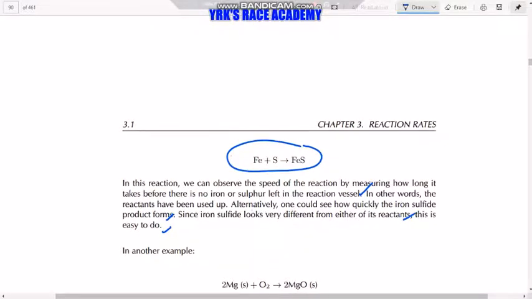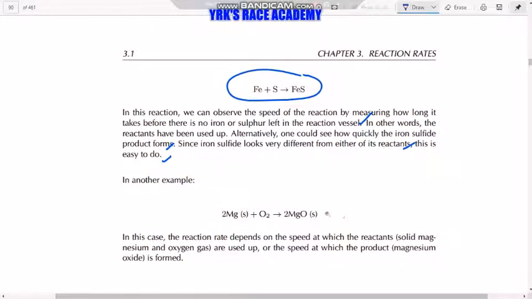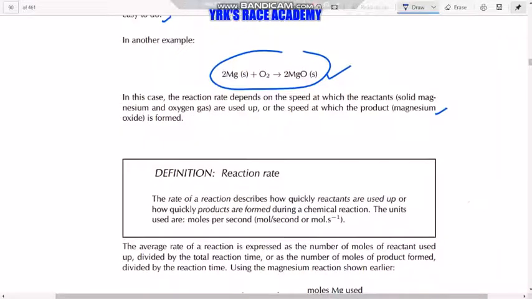Another example is magnesium oxide formation, that is 2Mg plus O2 gives 2MgO. In this case, the reaction depends upon the speed at which the reactants, solid magnesium or oxygen gas, are used up, or the speed at which the product magnesium oxide is formed. So we can study the rate of reaction either with respect to reactants or products. In this experiment also we can understand the rate of reaction.